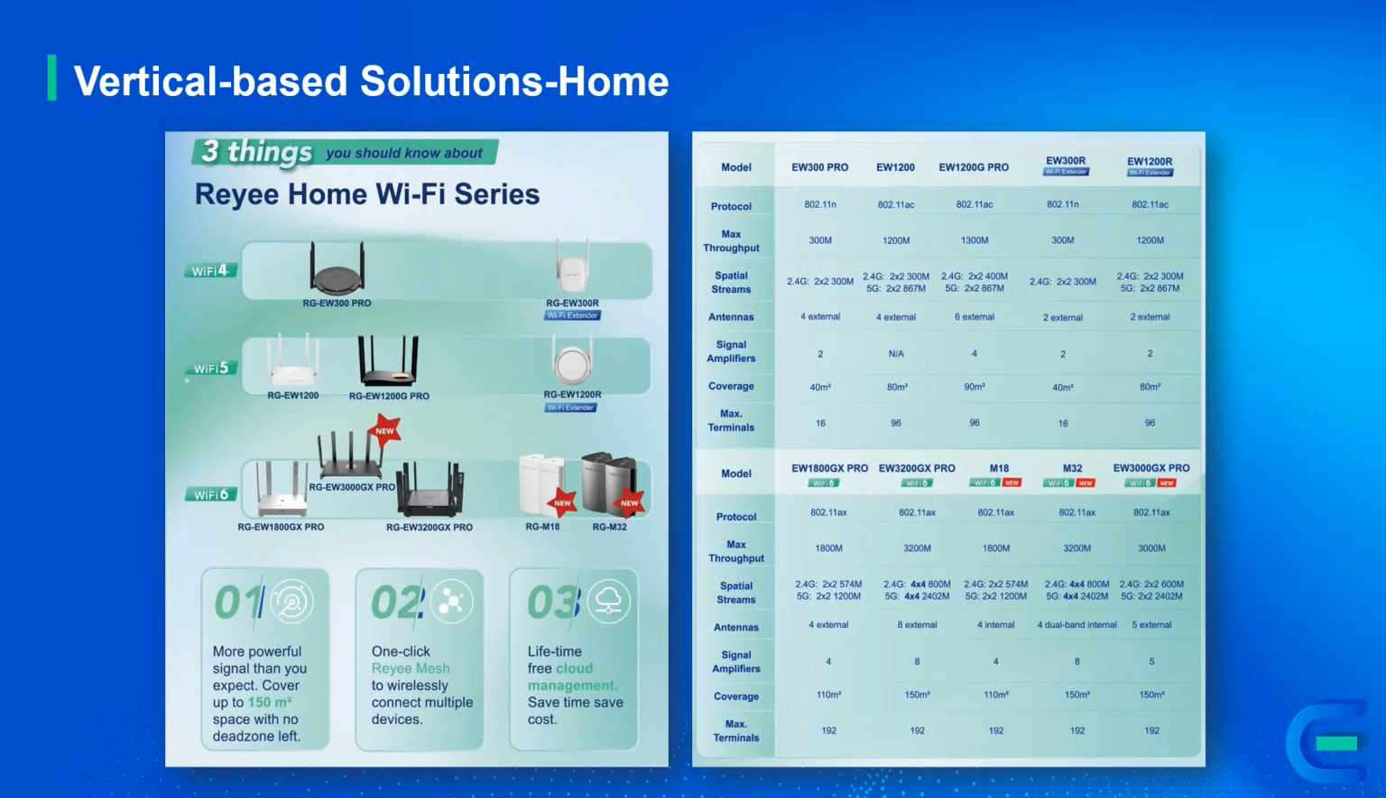As I said before, we have our home Wi-Fi series. We have Wi-Fi 4 to Wi-Fi 6, and soon Wi-Fi 7. It is only plug and play. You only have to plug in the product and press the mesh button, and we have all the infrastructure, all the configuration, only by clicking one button. So these are a few examples of our solutions for different kinds of scenarios.